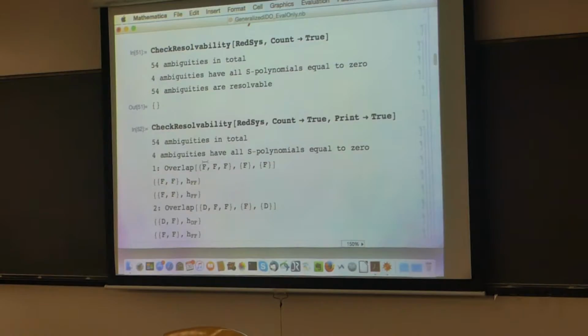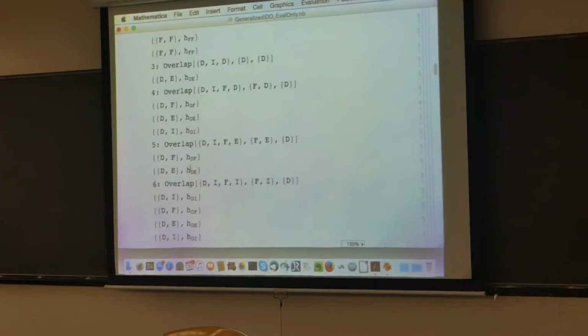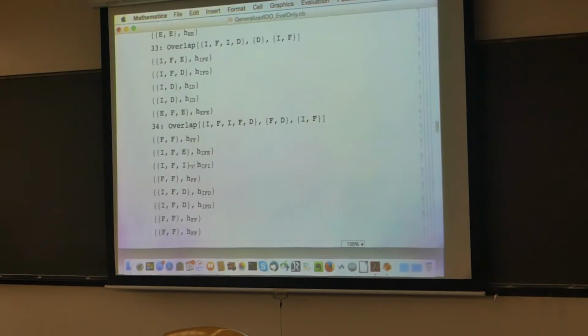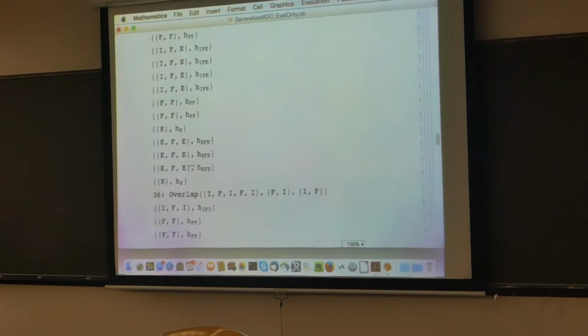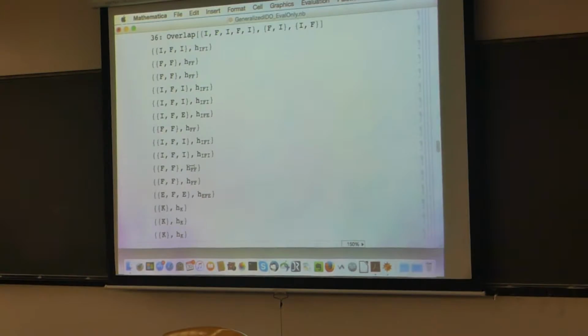This was the overlap between the multiplication operator. We had to apply the multiplication rule twice. This is the second overlap that we computed. It tells us which rule it applied. This was the overlap for the differentiation. And it goes on. We would have to check all these 54 overlap ambiguities and check that they reduce to 0.